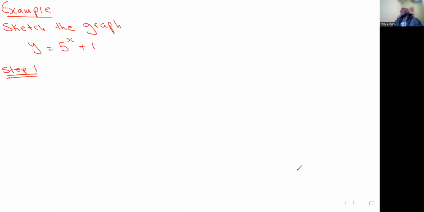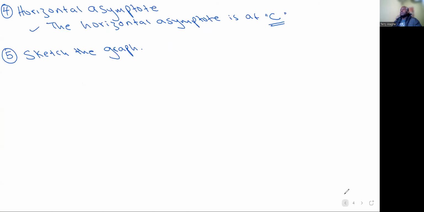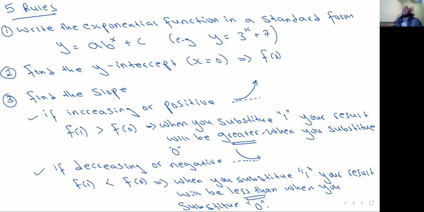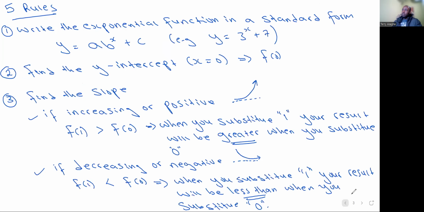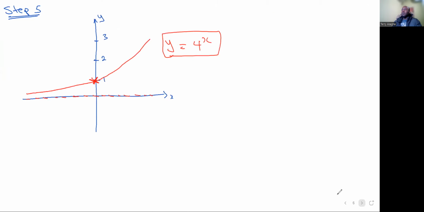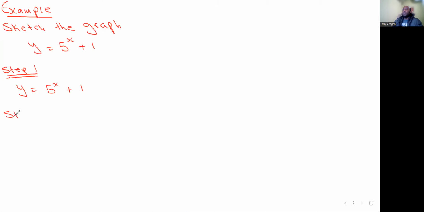Step 1. We're told you have to write it in the standard form. If you look at this, it's already written in the standard form for you. So we have y is equal to 5 raised to the power x plus 1. Then after writing it in the standard form, step 2, we need to find the y-intercept. At the y-intercept, x is equal to what? 0. X is equal to 0, okay?